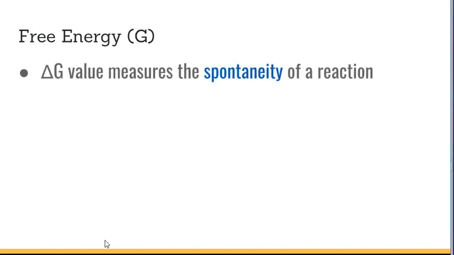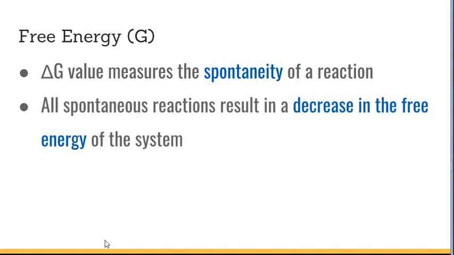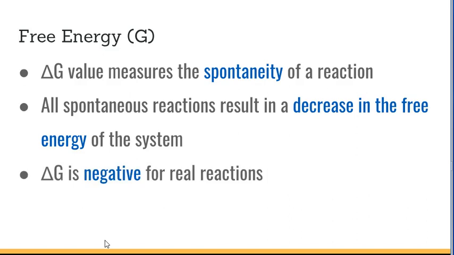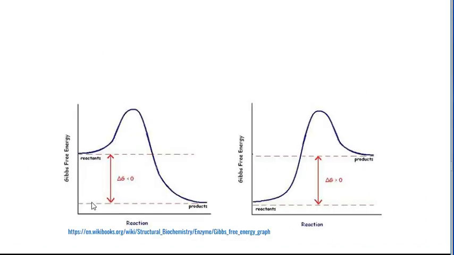In other words, the delta G value measures the spontaneity of a reaction. So all spontaneous reactions result in a decrease in the free energy of the system. Lastly, the delta G is negative for any real or spontaneous reaction. We can again look at plots to represent the delta G as a reaction progresses from the conversion of reactants into products.